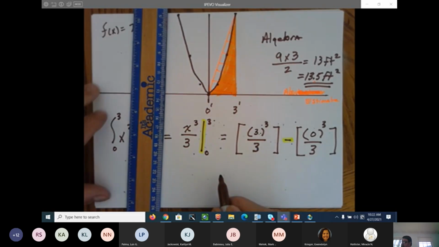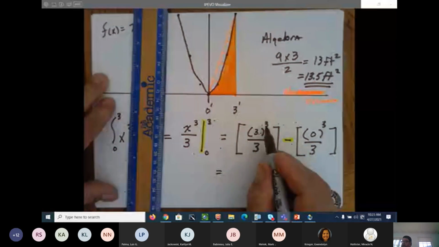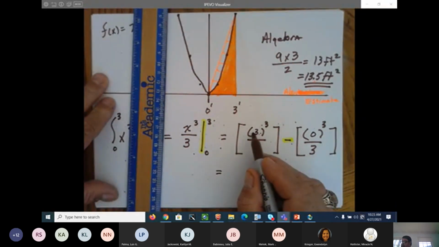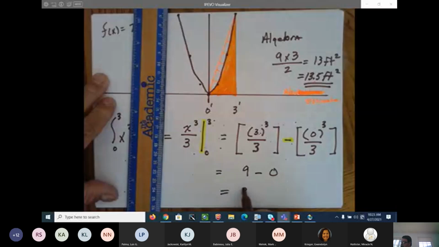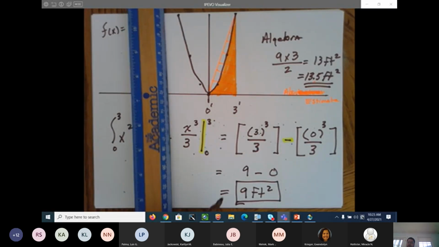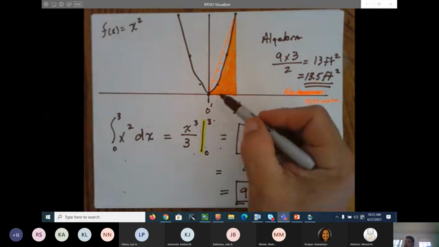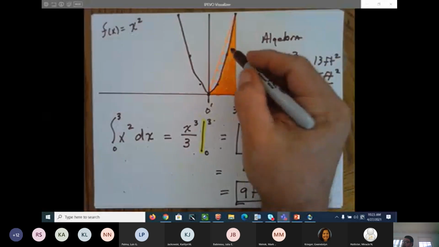So put a 3 here and a 3 here, a 0 here. And that gives me 3 to the third is what? 27. 27 divided by 3 is 9 minus 0, and it's 9 square feet. And you've just found the area, 9 square feet.